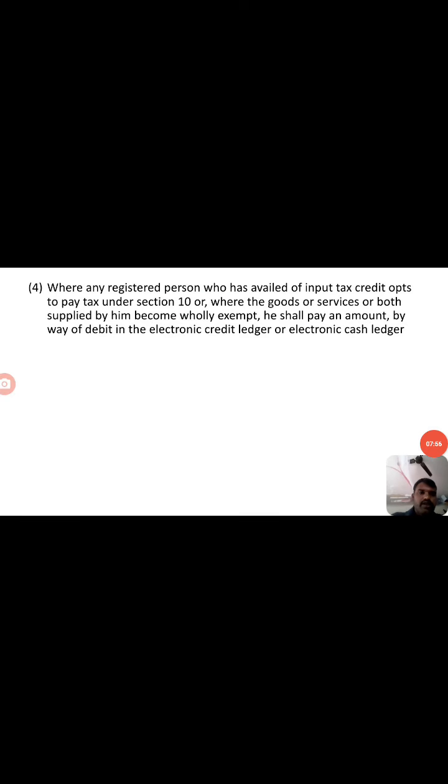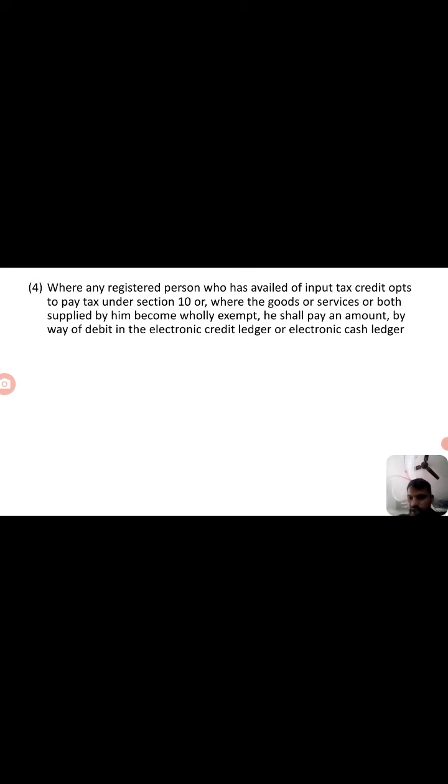Where any registered person who has availed of input tax credit opts to pay tax under section 10, or where the goods or services or both supplied by him become wholly exempt, he shall pay an amount by way of debit in the electronic credit ledger or electronic cash ledger. This is the information regarding apportionment of input tax credit and blocked credit. Thank you.